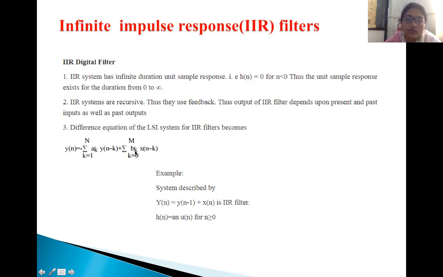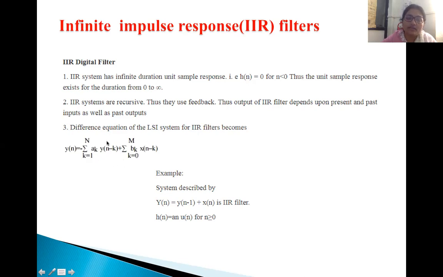Then b_k x[n minus k], k varies from 0 to M. So we can say x[n minus k] is representing present samples of the input as well as past samples of the input. So b_k are the coefficients related to the input, and a_k are the coefficients related to the past samples of the output.